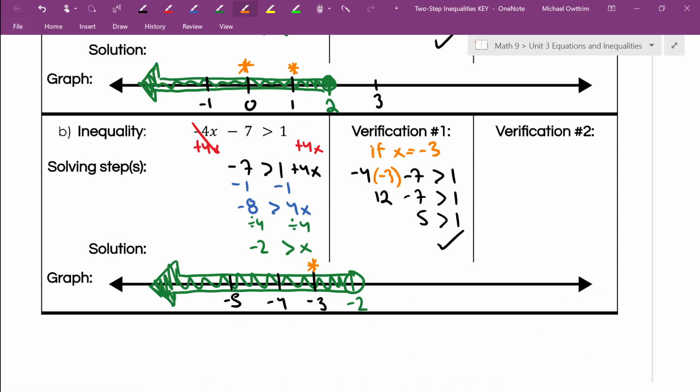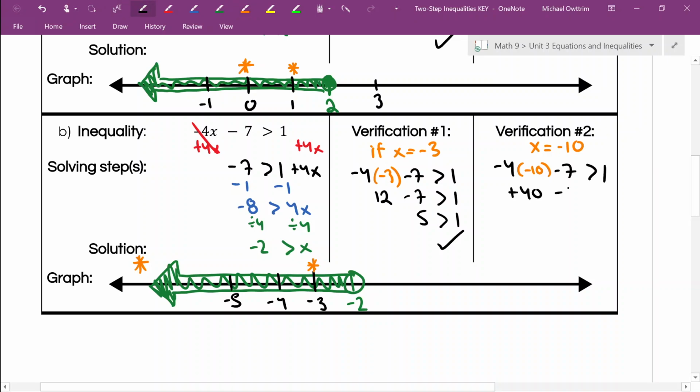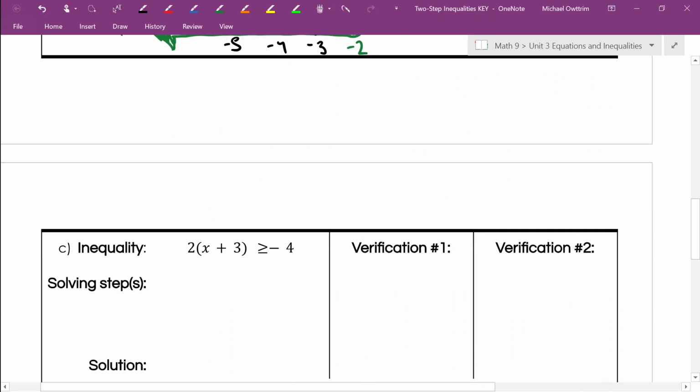Let's check another point. Somewhere over here would be x is -10, excuse me. And so let's substitute that in. -4 times our x of -10 minus 7 should be greater than 1. Positive 40 minus 7 is greater than 1. And so that point worked as well.